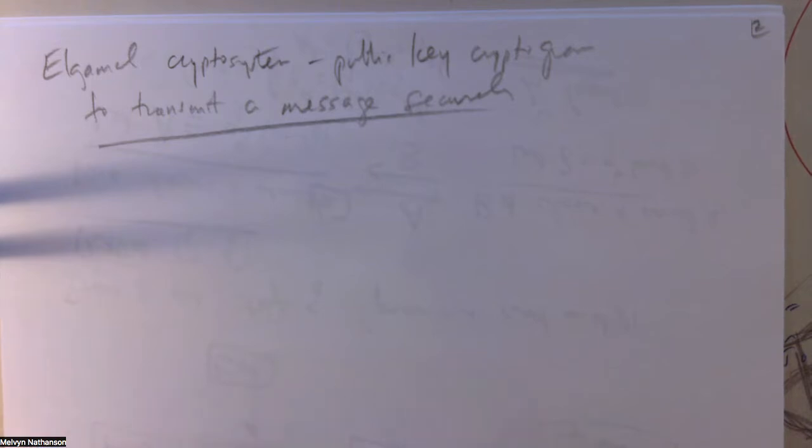In the Diffie-Hellman crypto system, Alice and Bob end up with a secret number that they share, but that's not a message. That's just a number. That's just some bit sequence.